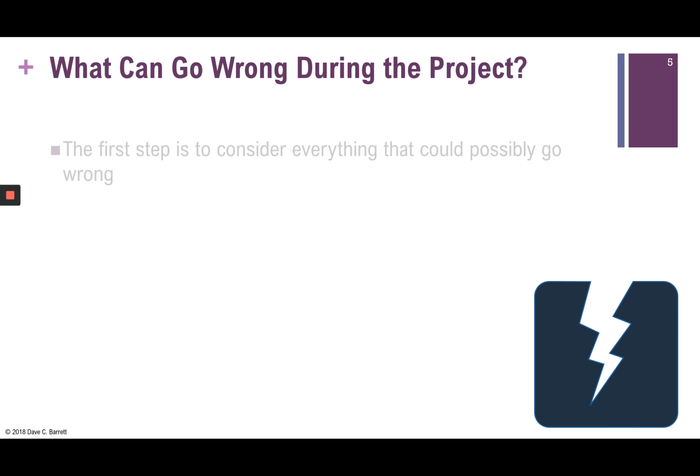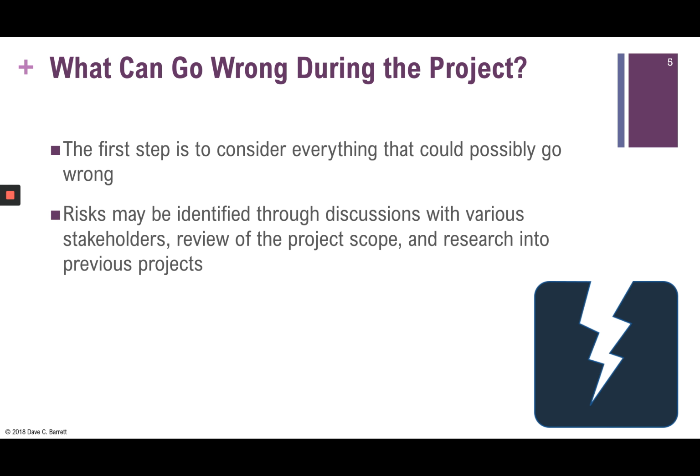So, what can go wrong during the project? The first step is to consider everything that could possibly go wrong. Bear in mind that risks have not occurred yet. They are in the future. If they're occurring right now, they're issues, they're problems that are in process at the moment. Risks are in the future.